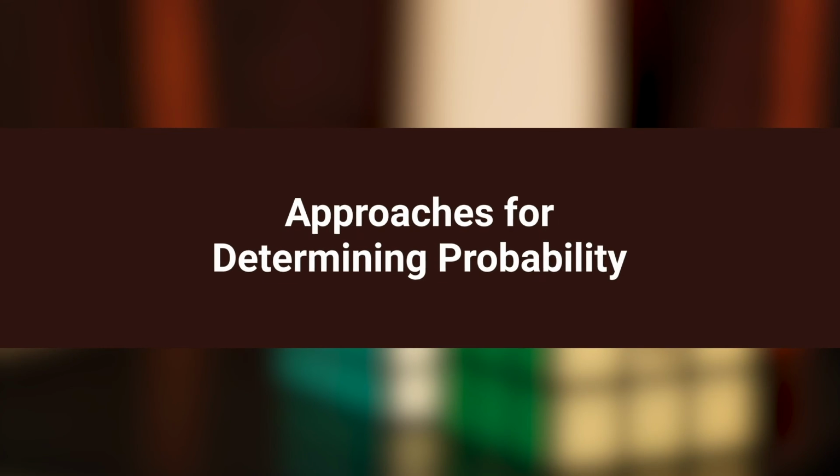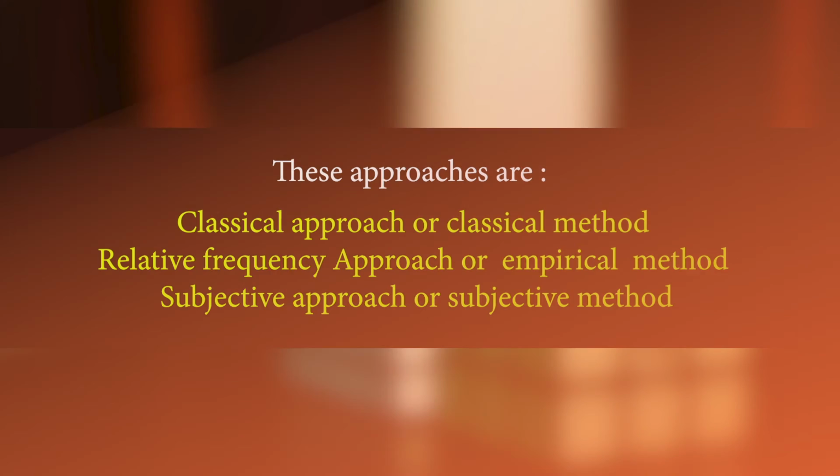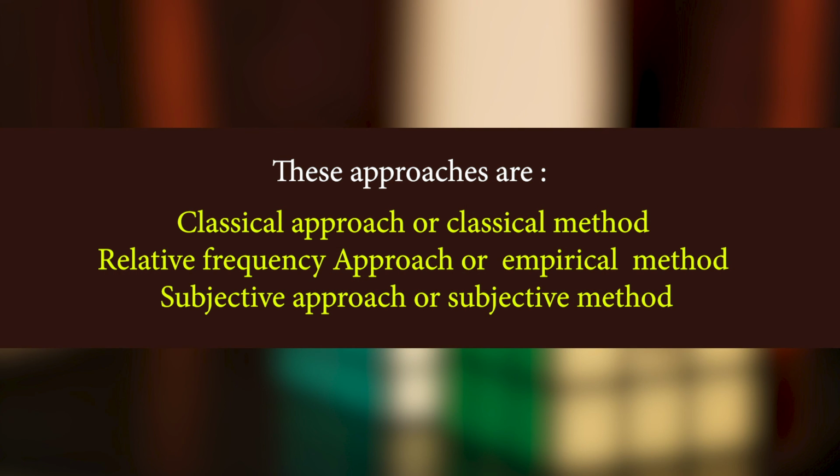Now, since we have given a brief on what exactly the concepts of probability are, we are moving ahead and talking more about the approaches for determining probability. There are 3 approaches for determining probability. The first focuses on the classical approach, or the classical method. The second is the relative frequency approach or empirical method, and the third is the subjective approach or subjective method.